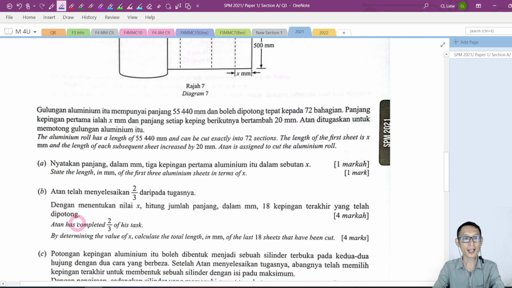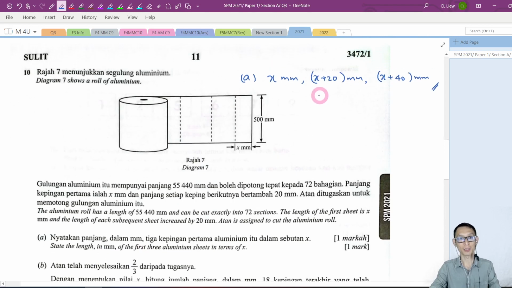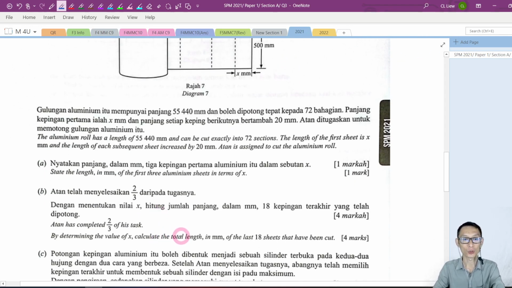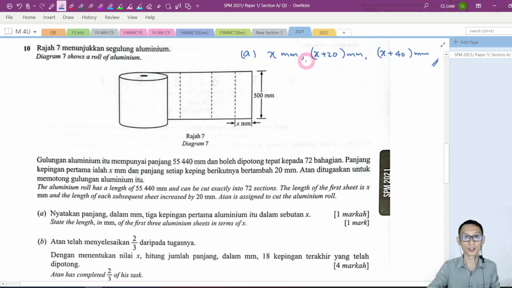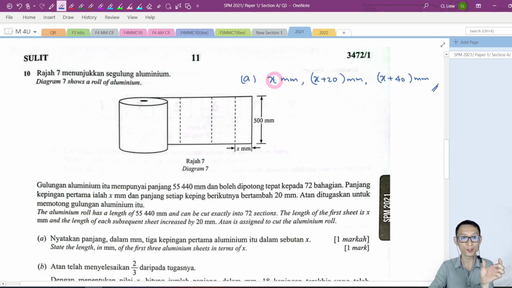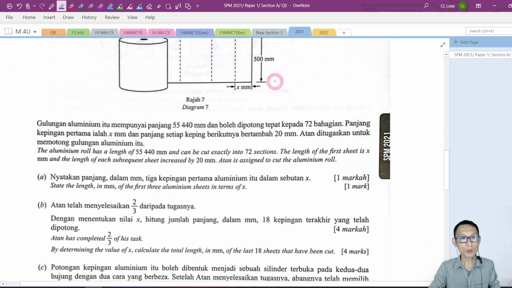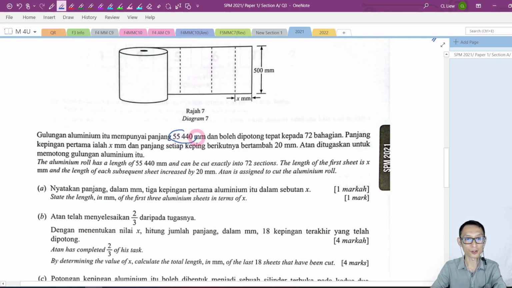Atan has completed 2 over 3 of his task. By determining the value of x, calculate the total length in millimeters of the last 18 sheets that have been cut. Okay, this one you need to be extra careful. Let's find the value of x first. We need to know the length of the first aluminium sheet. Given by the question, the total length is this, right? And it is cut into 72 pieces.